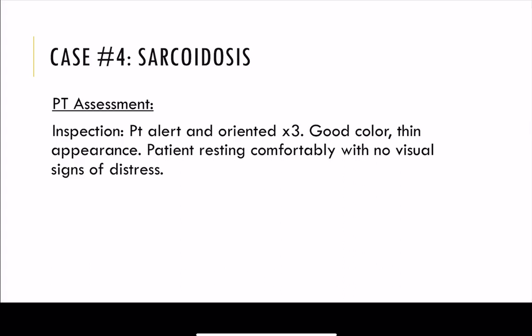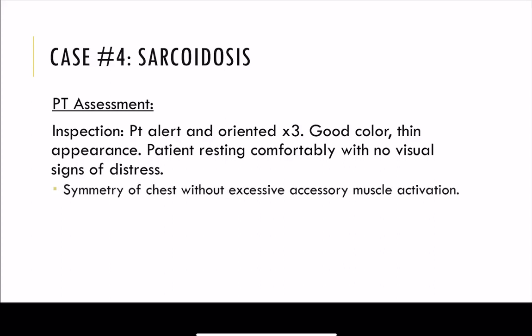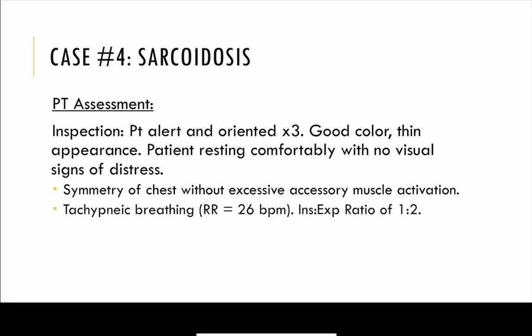Inspection, she's alert and oriented. She's got good color. She's thin. Good color tells me good oxygenation. Thin is not cachexic necessarily, so it's just in the normal to thin range. She's resting comfortably with no visible signs of distress. When I observe her chest, there's symmetry of chest. I don't see a lot of accessory muscle activation. It does not appear that she's working very hard to breathe at rest.